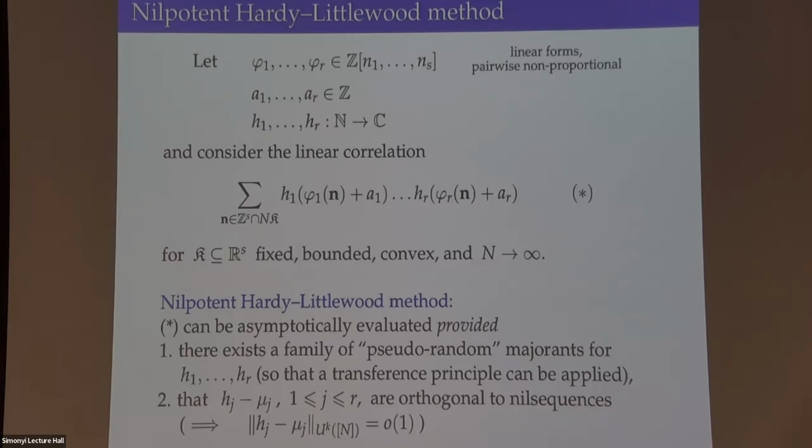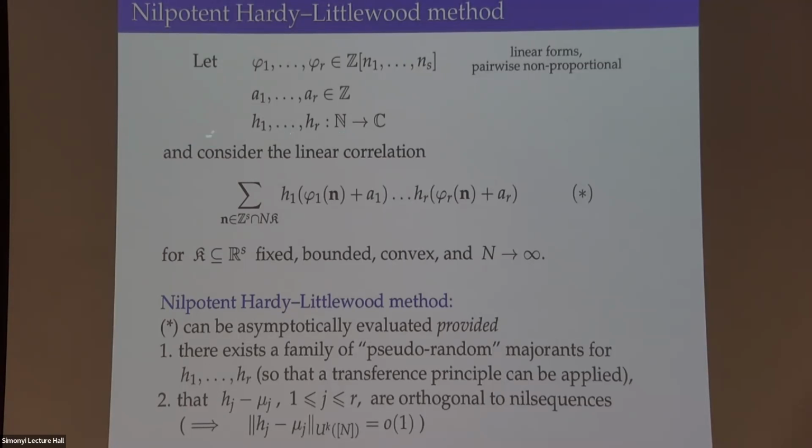The method can help you asymptotically evaluate such expressions, provided the arithmetic functions you're working with satisfy two conditions. On the one hand, you need to be able to find a family of pseudo-random majorizing functions for your arithmetic functions. I will say more about what pseudo-random means a bit later. These majorants are used in order to transfer the problem of evaluating these expressions here to a similar problem where the arithmetic functions are all bounded. That's one requirement. The other requirement is the following.